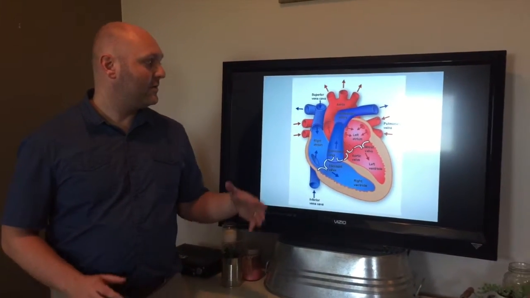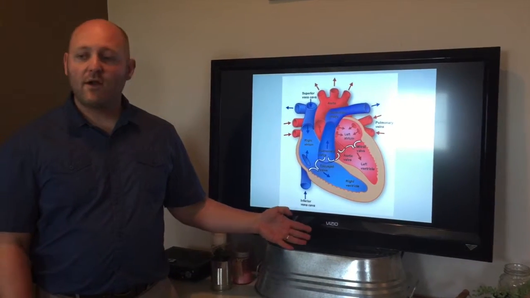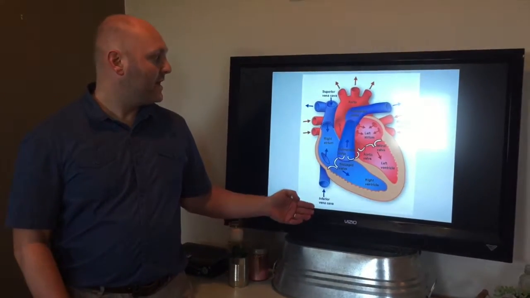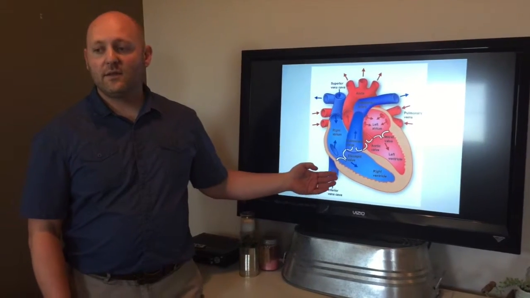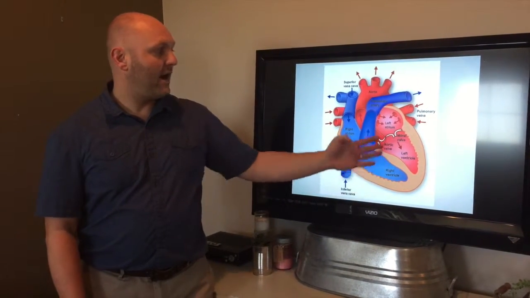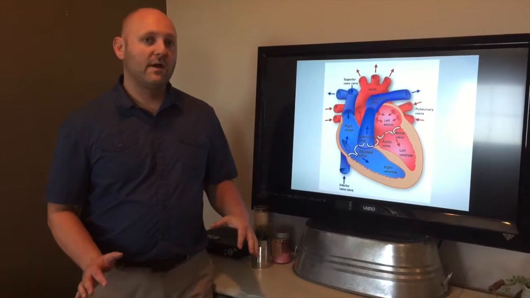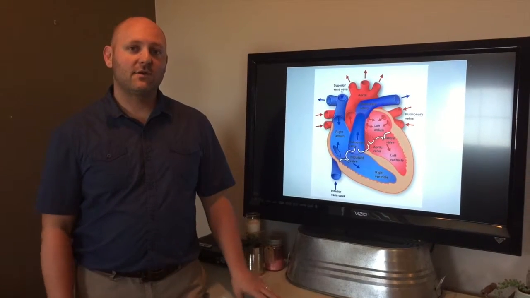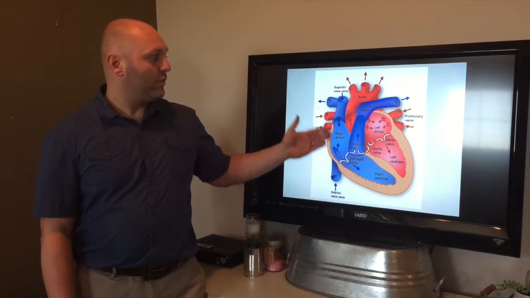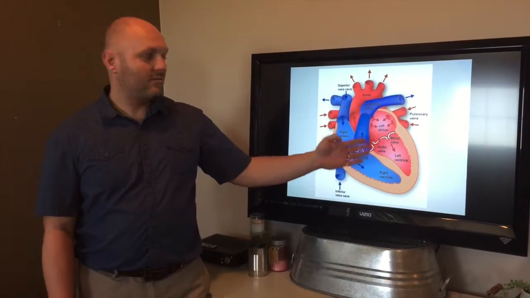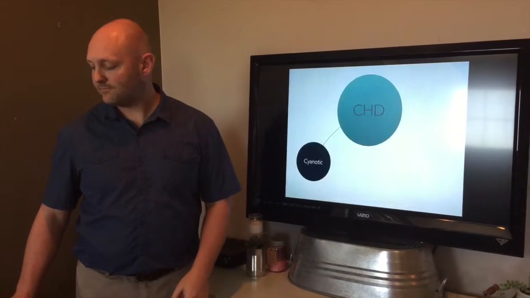It's essential that you know the normal anatomy of the heart and understand the blood flow. The colors representing low oxygenated blood and high oxygenated blood are going to be important as we follow the different blood paths that congenital heart defects have. Blue, low oxygen; red, high oxygen.